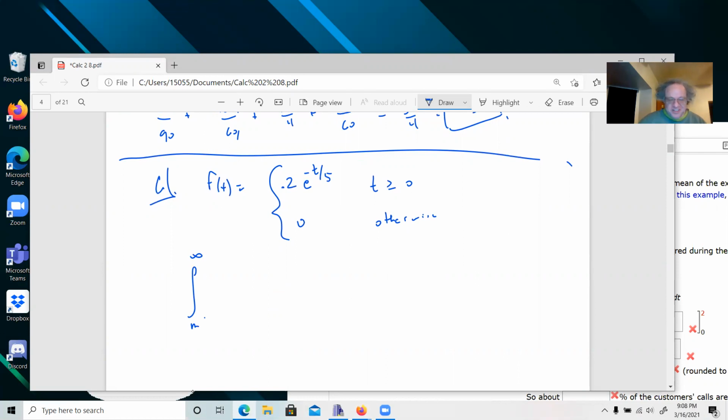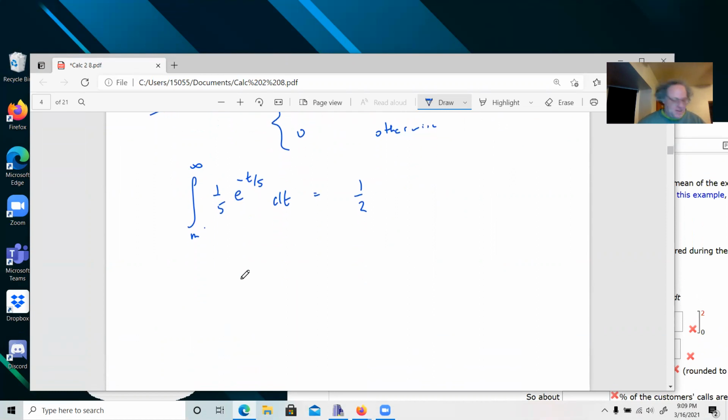Okay. So this is how you set up a median. This integral, 1 over 5 e to the negative t over 5, has to be equal to 1/2. That's how we're going to figure out m. This whole thing has to be equal to 1/2. That's what median is.